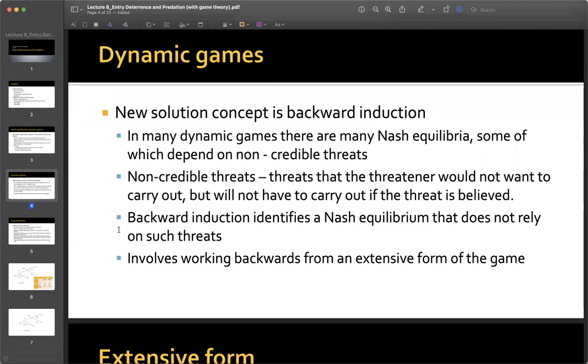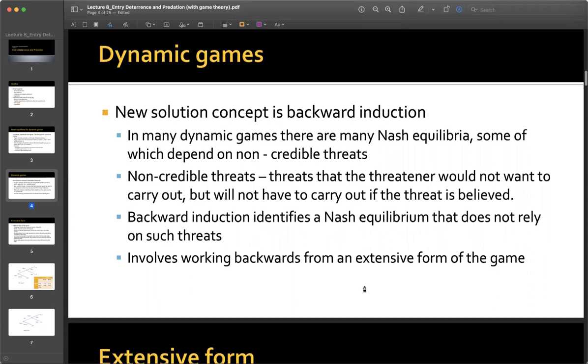Backward induction identifies a Nash equilibrium that does not rely on such non-credible threats. So in other words, if there are equilibria which rely on non-credible threats, we exclude those from the set of equilibria that we are interested in and that are likely to happen. So it involves working backwards using what's called an extensive form of the game.